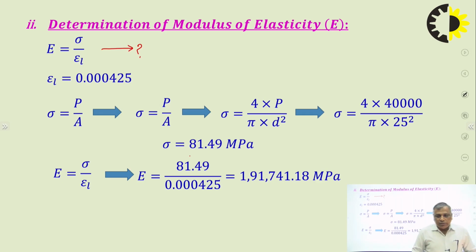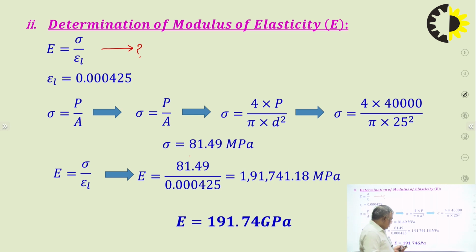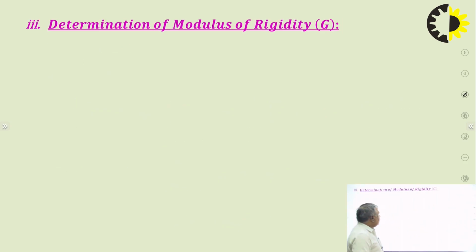The modulus of elasticity, modulus of rigidity, and bulk modulus, these we normally get in gigapascal. So we can easily convert it. It will be 191.741 gigapascal, or up to the second place of the decimal, it is 191.74 gigapascal modulus of elasticity. So we have determined the second elastic constant, modulus of elasticity. Now we move to the third one, that is determination of modulus of rigidity.